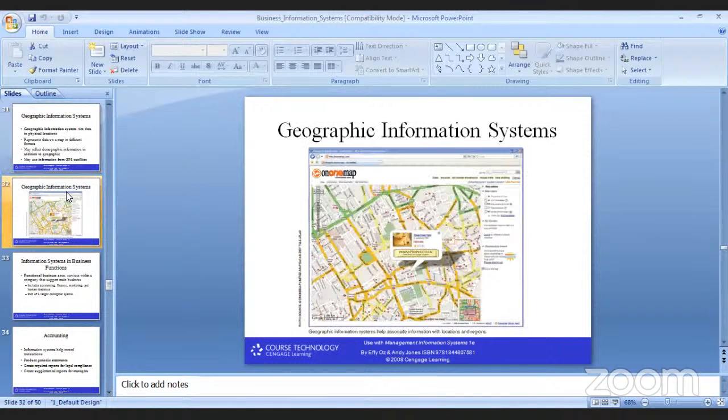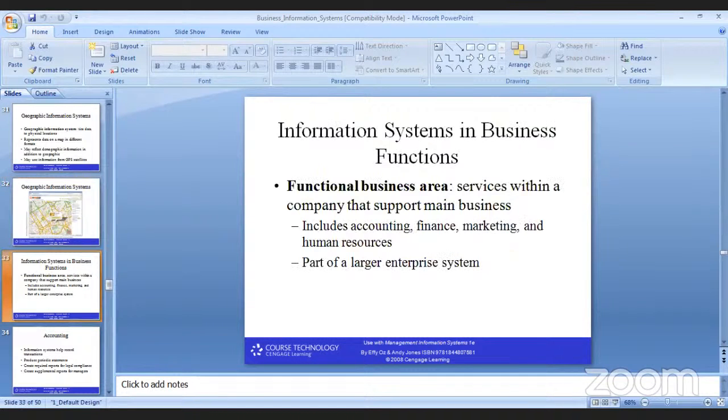The functional business area services within a company that support the main business, like accounting, finance, marketing, human resource. These are part of a larger enterprise and big organization. So every organization will have accounting, finance, marketing, HR. So how is the information system going to help in this context?